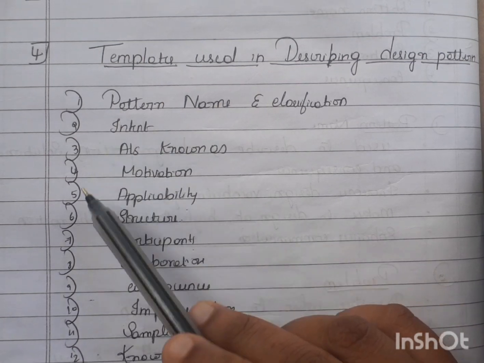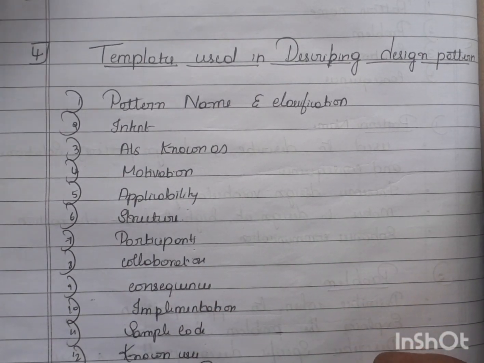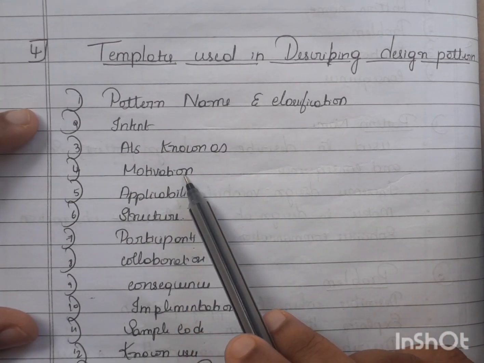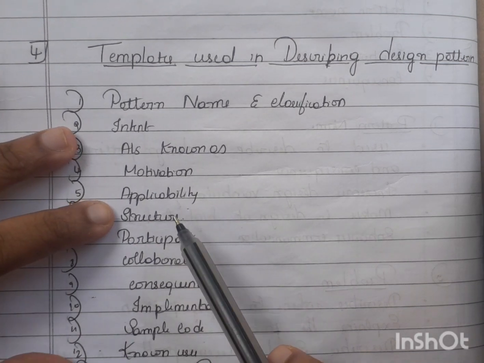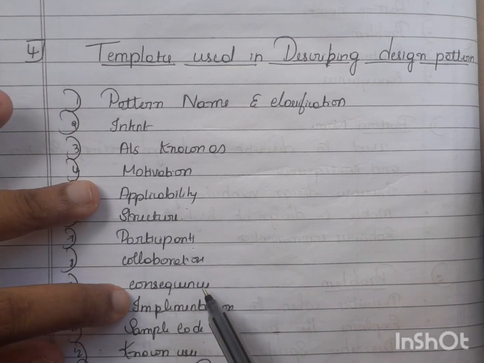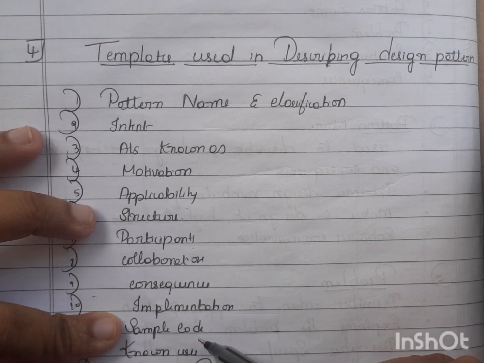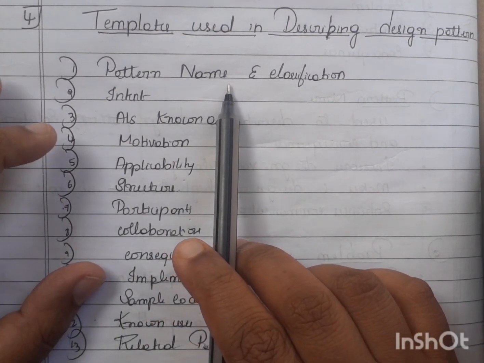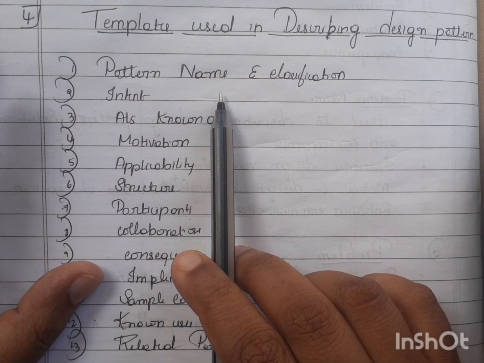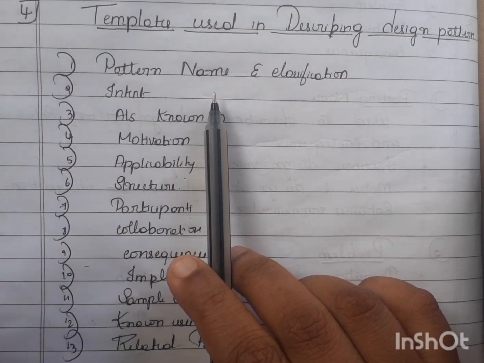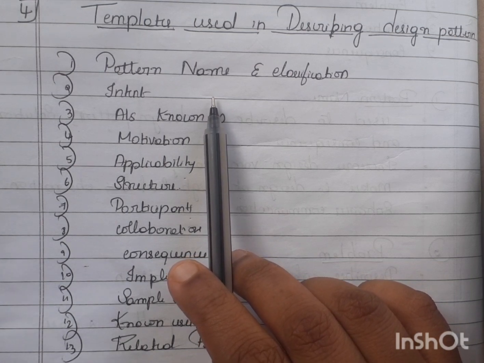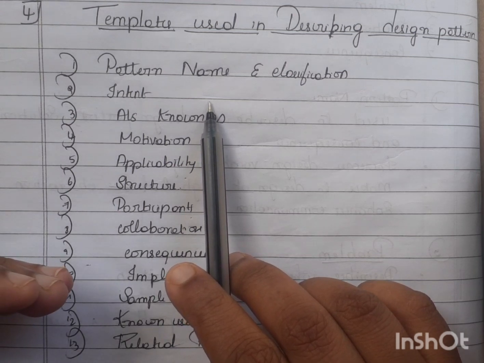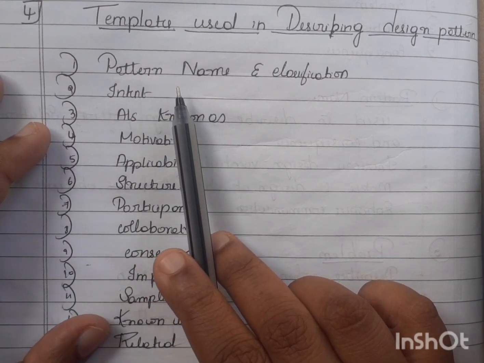There are about 13 templates in design patterns. They are pattern name and classification, intent, also known as, motivation, applicability, structure, participants, collaborations, consequences, implementation, sample code, known uses, and related patterns. Coming to pattern name, as we discussed in the previous video, it describes the relationship, the problem, and the consequences that arise in the problem. That is what pattern name is.